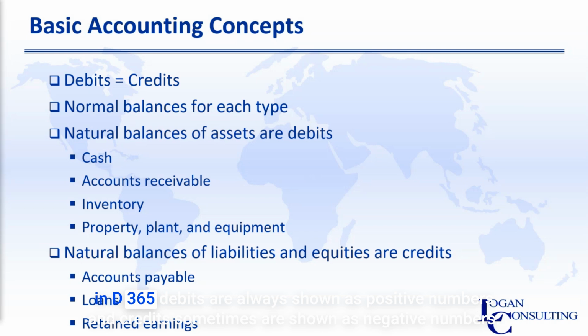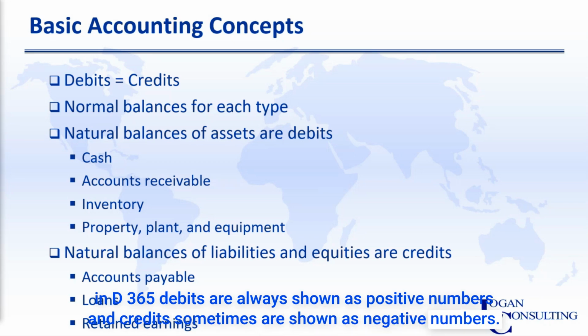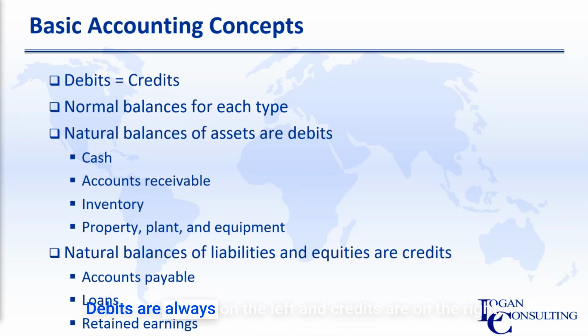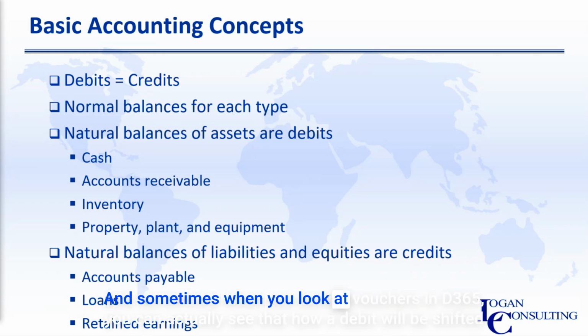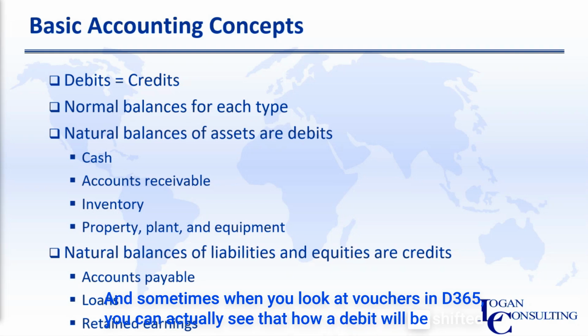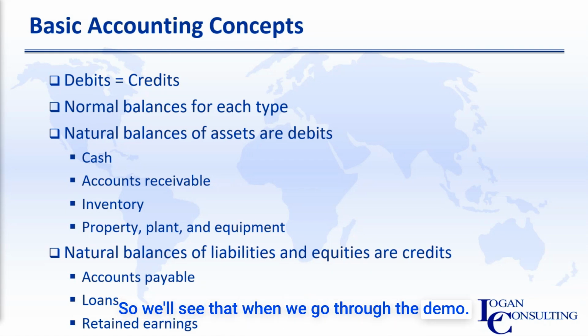In D365, debits are always shown as positive numbers, and credits sometimes are shown as negative numbers. Debits are always on the left and credits are on the right. Sometimes when you look at vouchers in D365, you can actually see how a debit will be shifted to the left and a credit will be shifted to the right. We'll see that when we go through the demo.